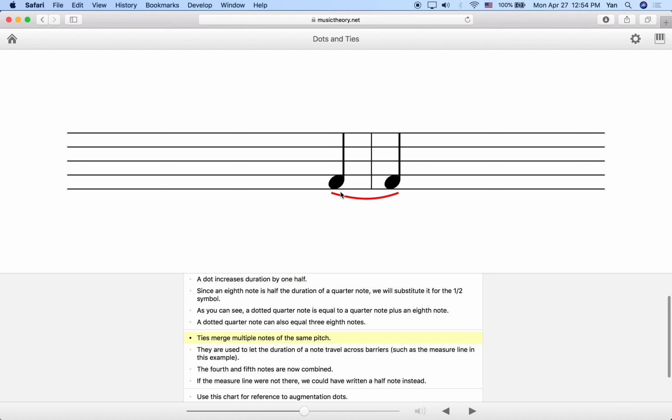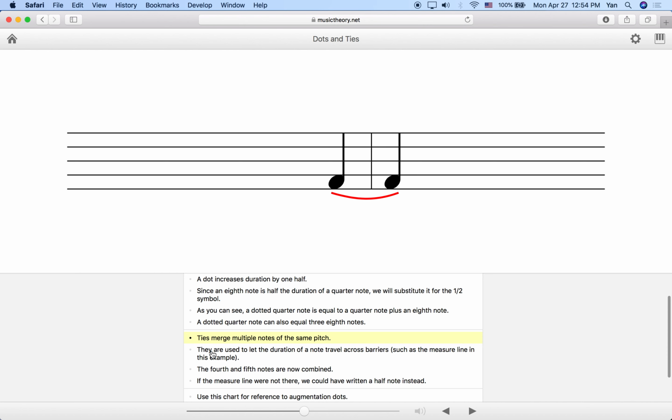So just be really careful. A slur is a symbol of articulation, whereas a tie is actually a symbol of adding the notes together. So slightly different. The symbol's the same, but the idea is very different.